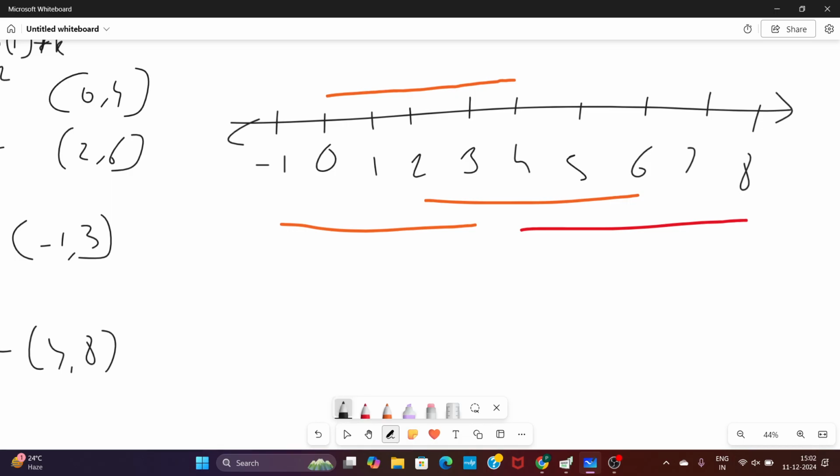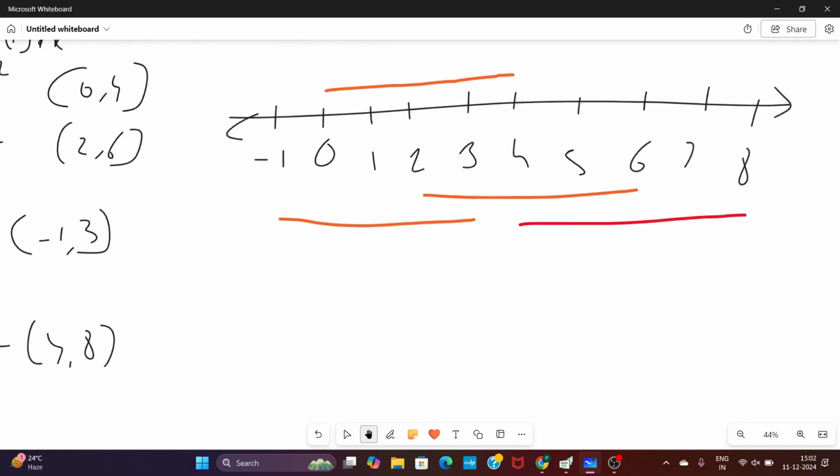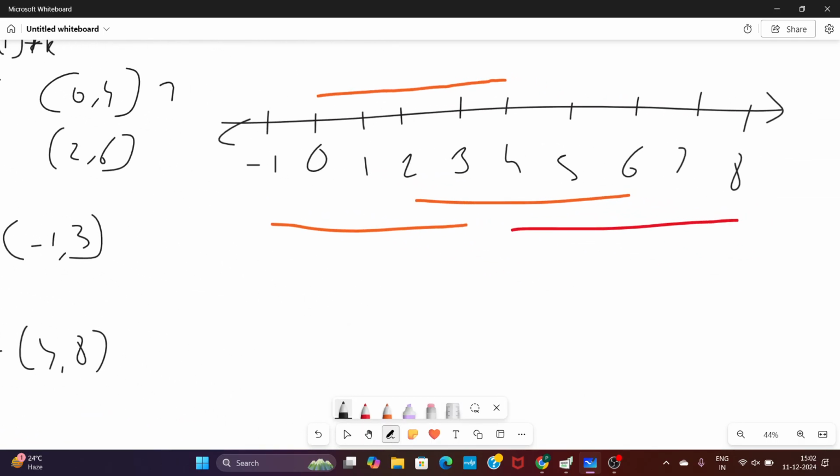Our 0 to 4 range is for 2. We have been given 2, 4, 1, 6. So this is for 2, this is for 4, this is for 1, and this is for 6. Now let's see any common number over here.